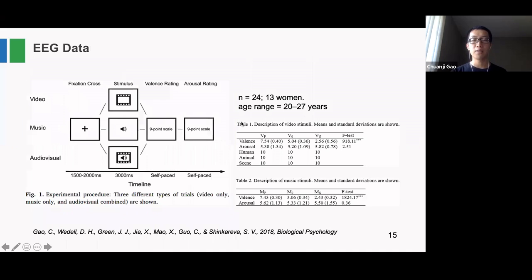In that data, we have 24 young adult subjects, and we have exactly the same stimuli that I showed you before, basically naturalistic videos and music. For the stimuli, we manipulated valence. So we have positive, neutral, and negative conditions. This time we have a neutral condition as well, because we want to answer the question about whether the neural oscillation will differ depending on emotional content. We balanced arousal and only manipulated valence, and we presented the stimulus and asked for valence and arousal ratings after the presentation, with EEG recorded.